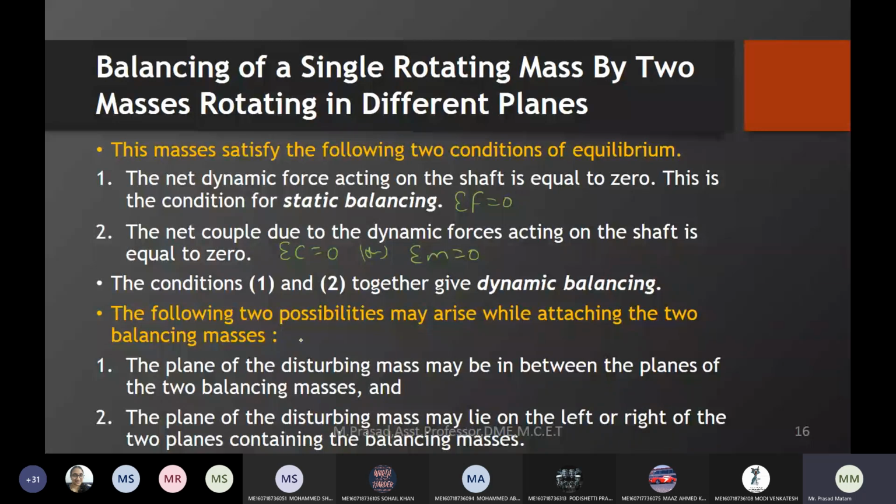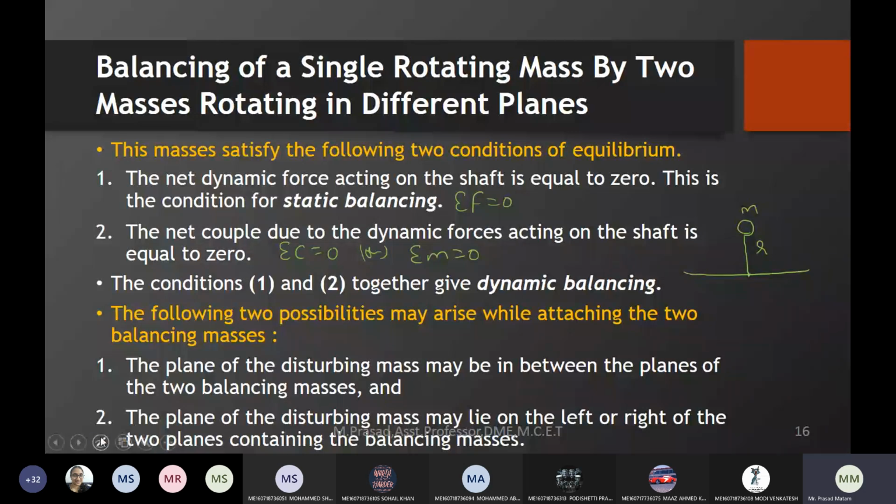The first one is the plane of disturbing mass may be in between the plane of two balancing masses. So let me draw this. If this is my shaft axis, where is my disturbing mass? You can see the plane of disturbing mass lies in between the plane of two balancing masses. This is my disturbing mass M, which is located at R. Now this disturbing mass is located between the two balancing masses.